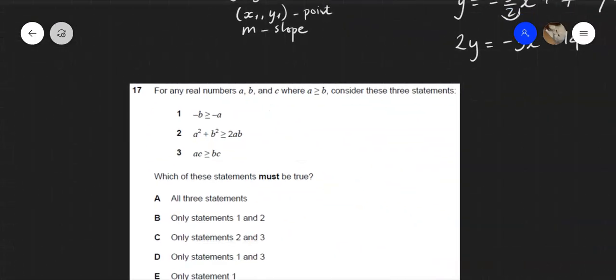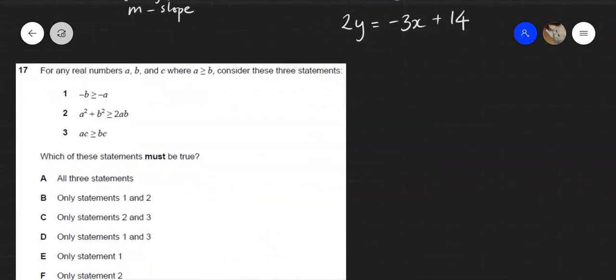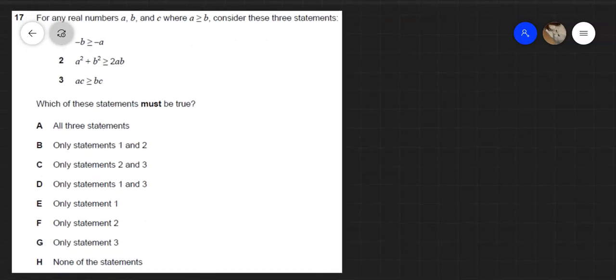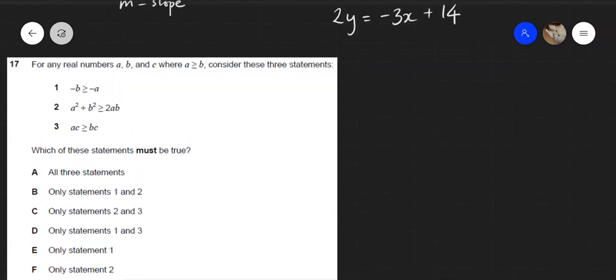Question number 17. For any real numbers a, b, and c, where a is greater than or equal to b, consider the three statements. And we need to choose the correct statements. Which of the statements must be true? We have quite a few different options, so the best way is to actually look at the statements and think whether they are true or not.